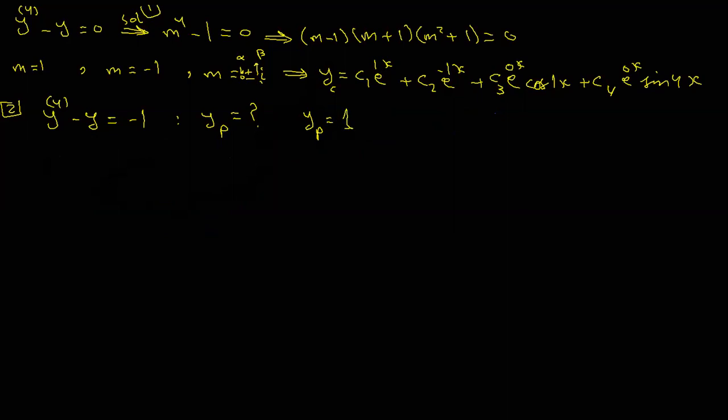Let me check if my YB satisfies this equation or not. The fourth derivative is 0. Let me plug in here. 0 minus my Y, which is 1, equals -1. So -1 equals -1. So big chocolate for me.